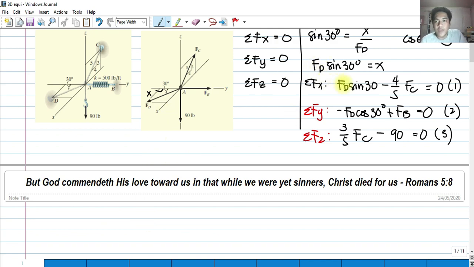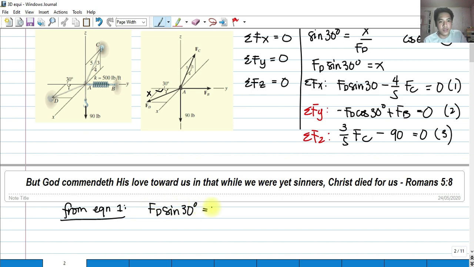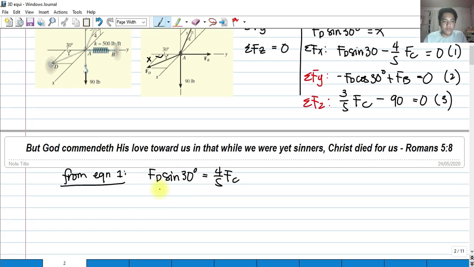So we need to solve for F sub B, F sub C, and F sub D. We have 3 unknowns and 3 equations, so it's very simple for us to solve. From equation 1, we have FD sine 30 degrees equals 4/5 F sub C. So we can express FD as 4/5 F sub C divided by sine 30 degrees.